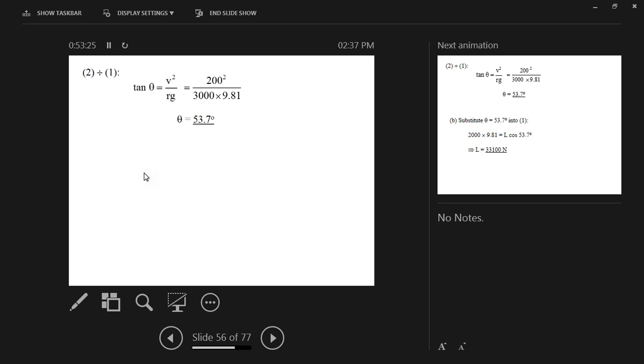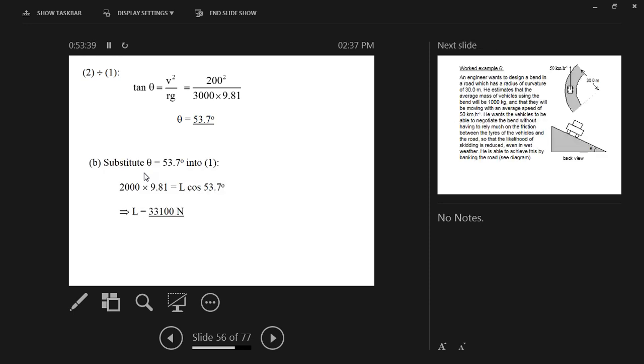53.7 degrees. Part B, you're asked to find the lift. How to find the lift? You sub this theta back into which equation? If you want to find the lift, you can sub into equation 1. So sub theta equals 53.7 degrees. The lift is the only unknown, so you get the answer.